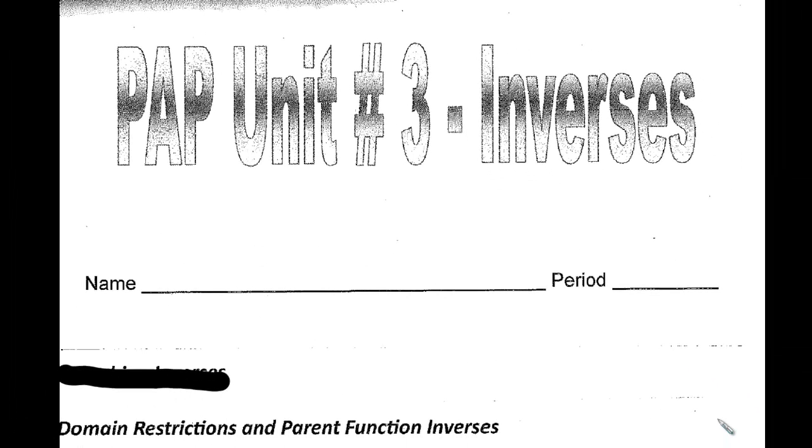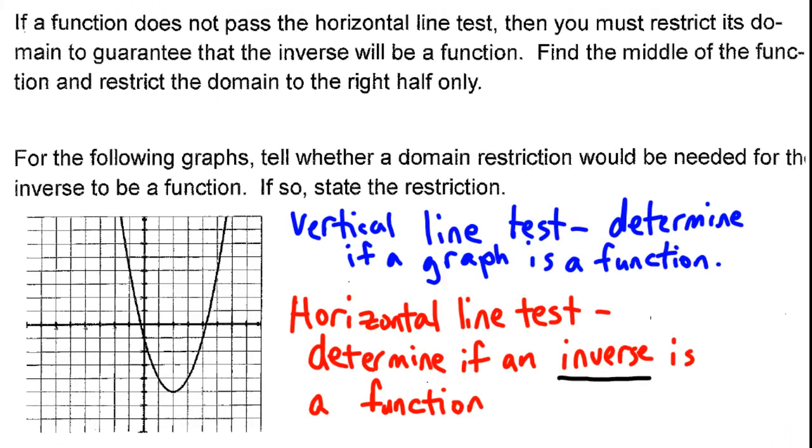We continue Unit 3, Day 2, Inverses, Domain Restrictions, and Parent Function Inverses. If a function does not pass the horizontal line test, then you must restrict its domain to guarantee that the inverse will be a function.